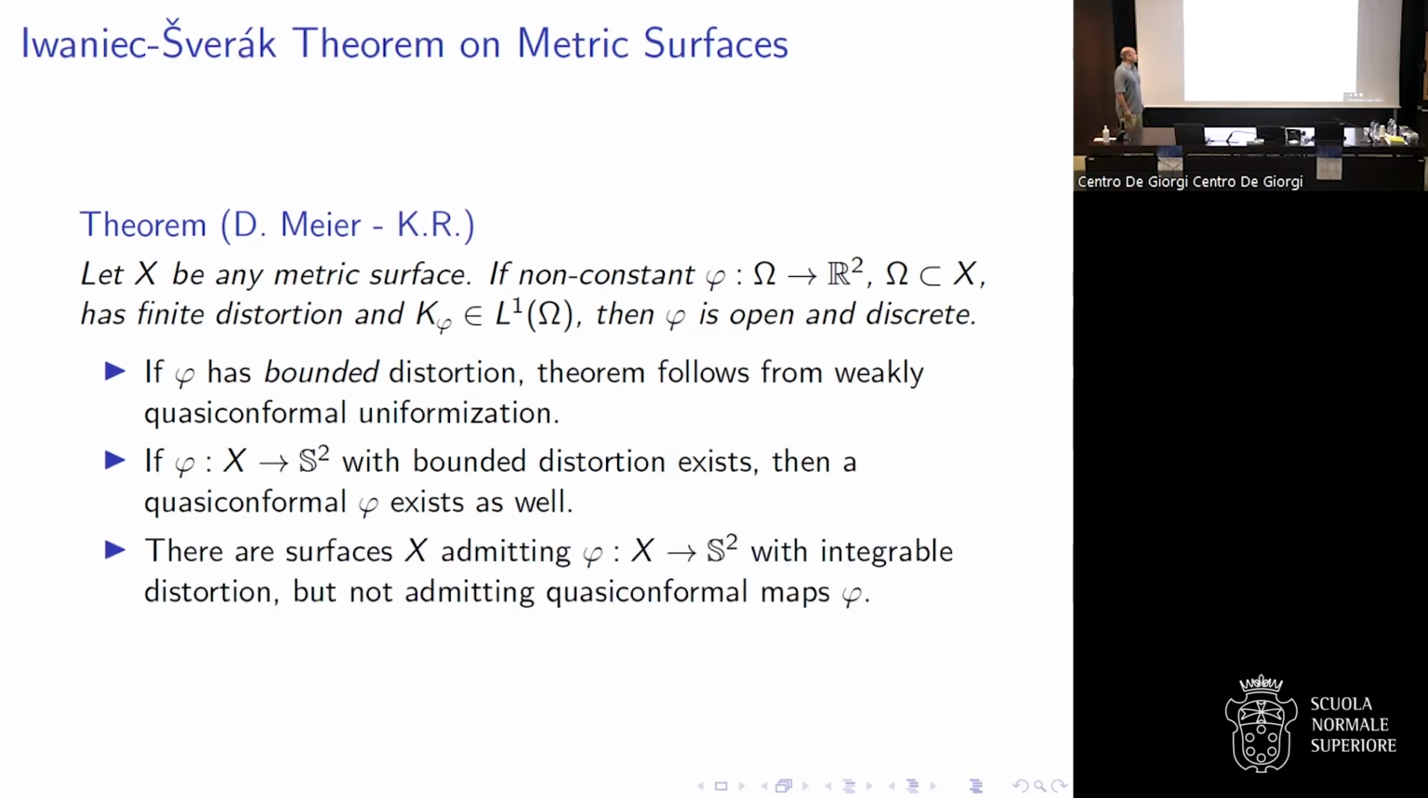Finally, you could ask if the existence of a map with a non-bounded but integrable distortion lets you make the same conclusion, and you cannot. So you can play around with Ball's example, change the metric, and find a surface X which admits a mapping satisfying our assumptions, but which cannot be quasi-conformally uniformized.